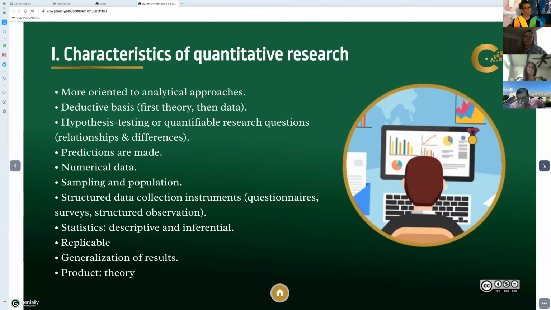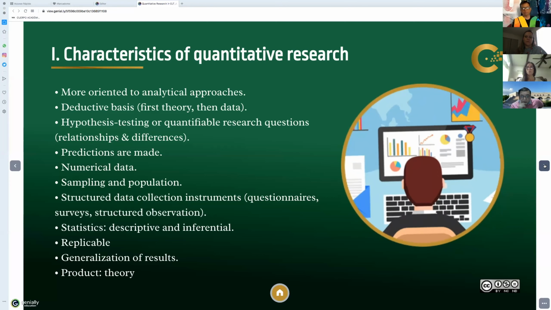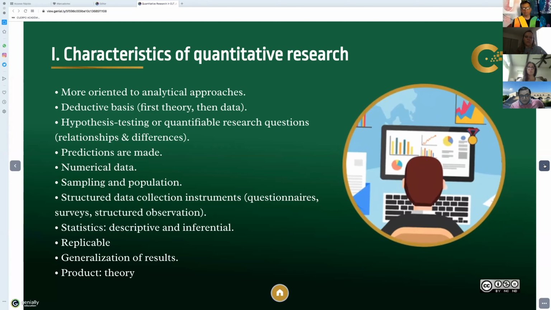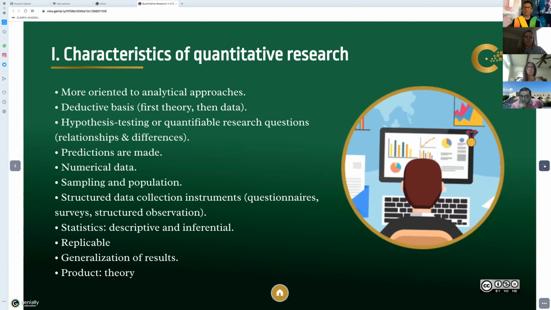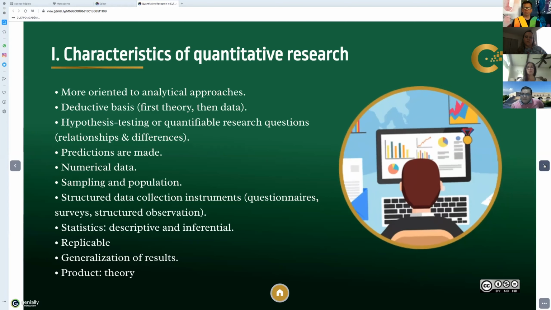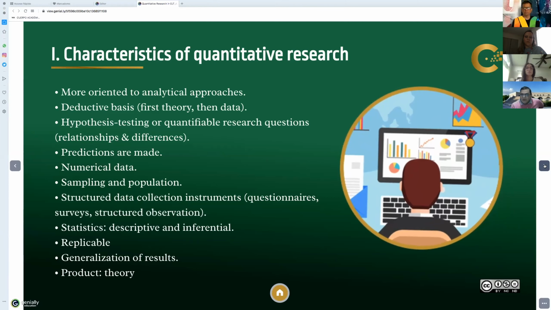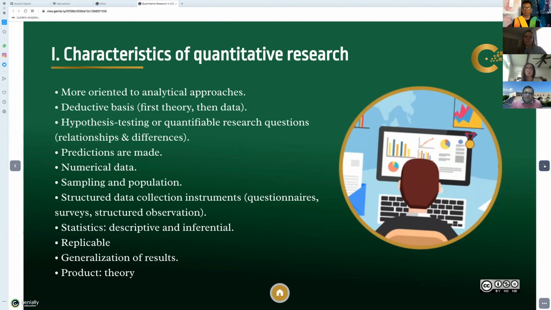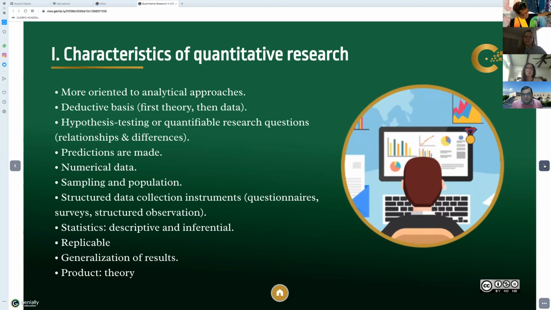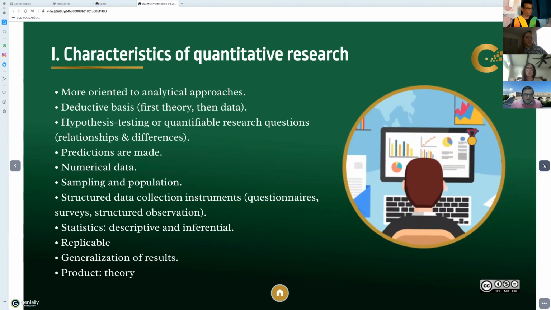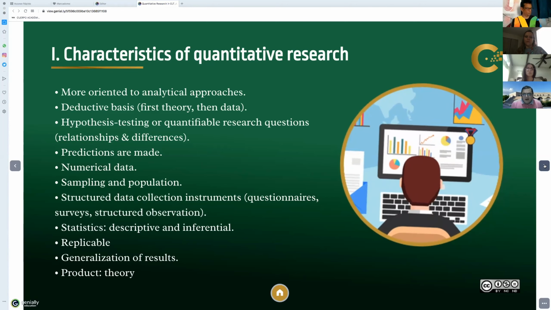And in quantitative research, we normally formulate hypotheses. That's why it's called hypothesis testing research. Or sometimes we formulate quantifiable research questions. And sometimes we state all these hypotheses and research questions in terms of differences between variables, between groups, in relationships between variables. That's a good example for it. We can say smoking and cancer, for example, there is a relationship between both variables, or doing exercise and being healthy, two variables related. Also, as we hypothesize, we can do some predictions as well.